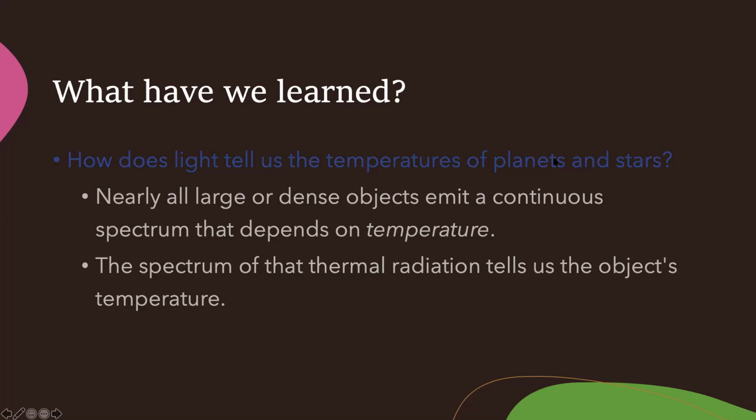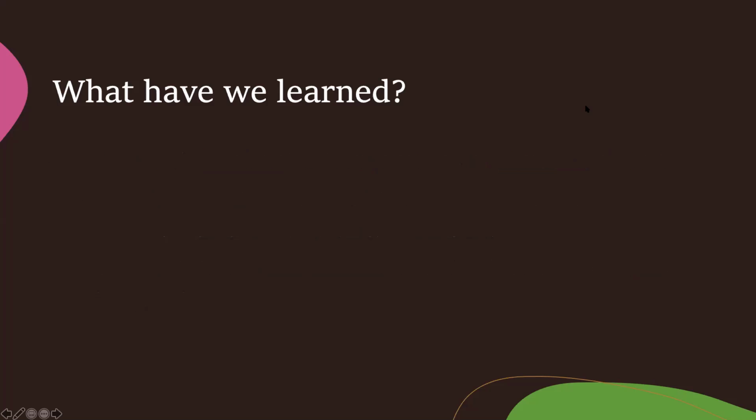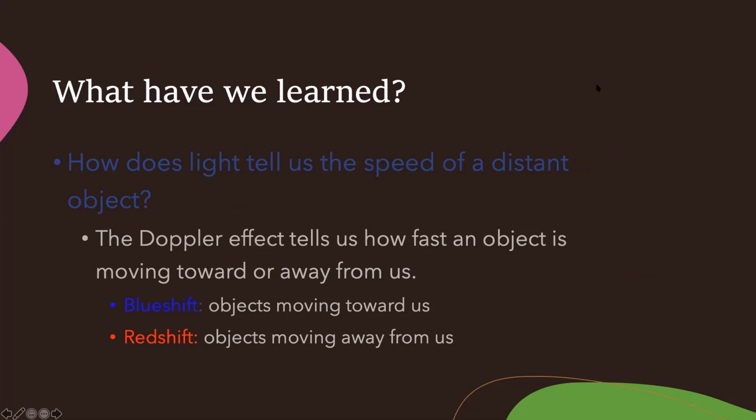And last but not least, how does light tell us the speed of a distant object? Well, this is where the Doppler effect comes in. Right, so not only does it tell us the speed of distant objects relative to us, but it also tells us whether that object is moving towards or away. Right, so we can look at a galaxy or a distant star and say, okay, is that light being redshifted or blue shifted? Oh, it's being blue shifted, so it's coming towards us. Or, oh, it's being red shifted, so it's moving away from us.